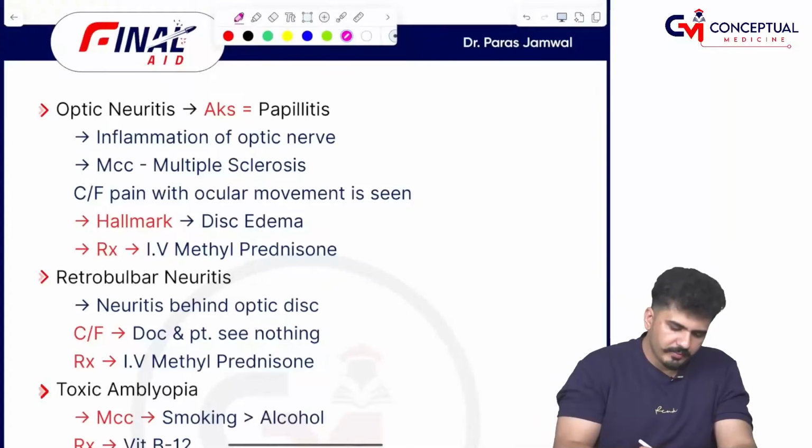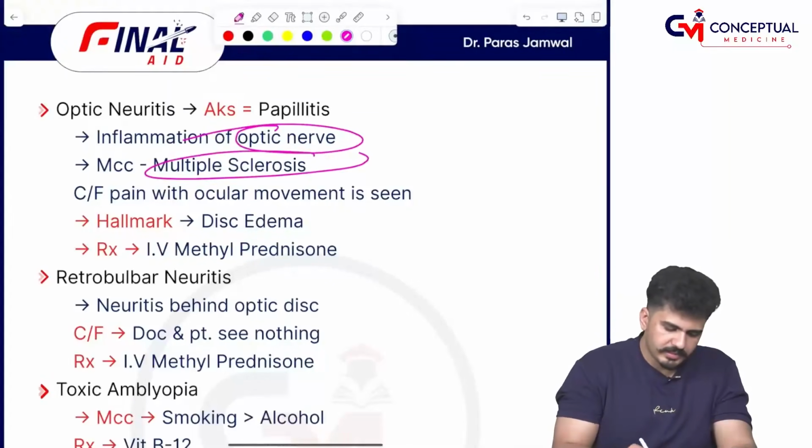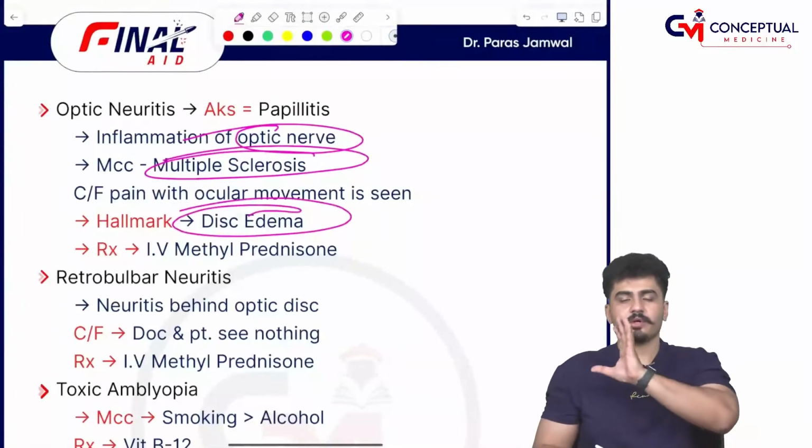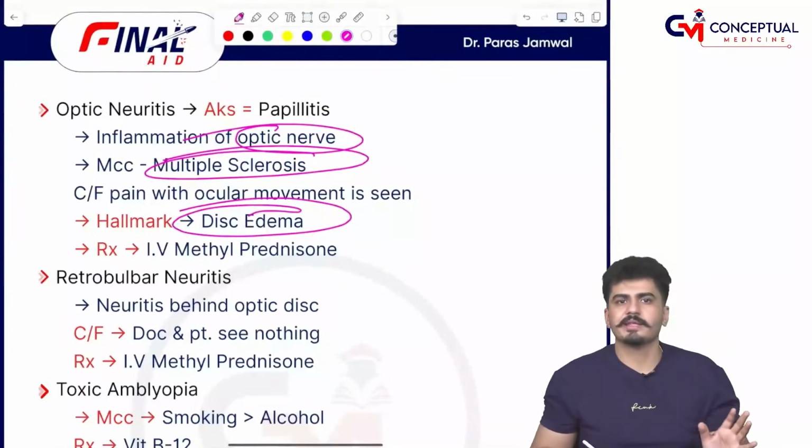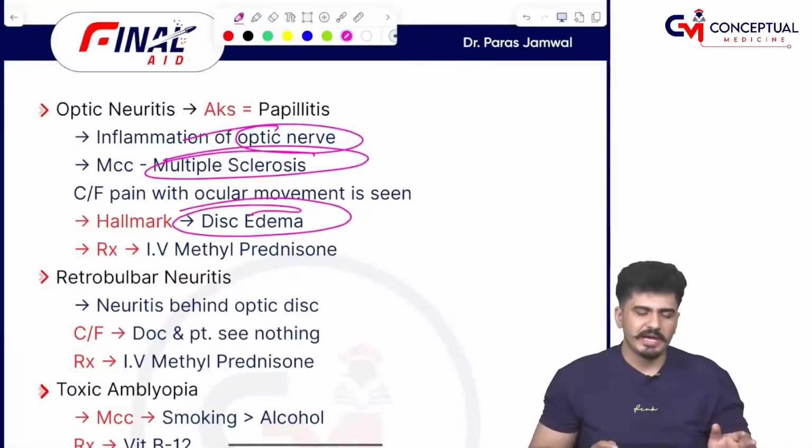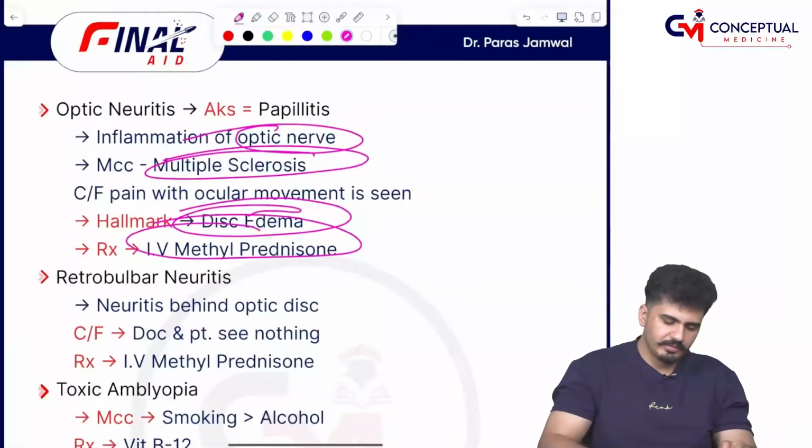Sir, now optic neuritis, also called papillitis. Inflammation of the optic nerve; multiple sclerosis is the most common cause. Disc edema is seen, and the patient will complain of pain with movement. That points to optic neuritis. Steroid we have to give.